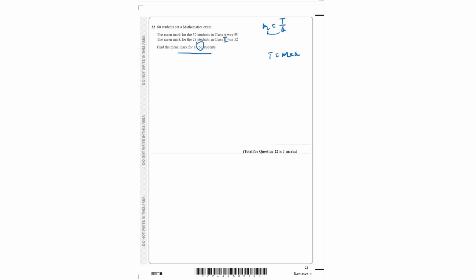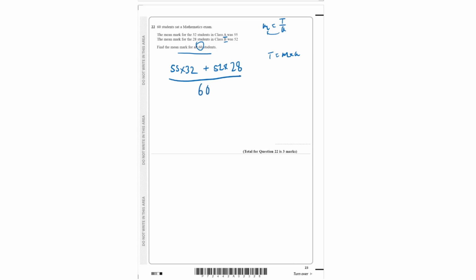So in order to find the total, it's simply the mean times the amount. So we can see here that the mean for Class A was 55 and multiplied by the amount of students is 32. Then we have to add that with the other total, which is 52 times 28. And to find the mean, it is simply total divided by quantity. And since this is our total, we can then divide it by 60 in order to find our mean.